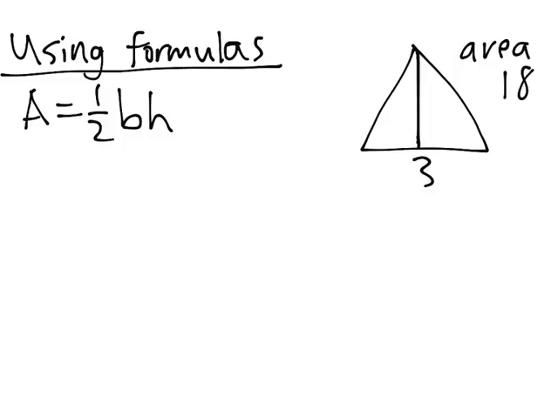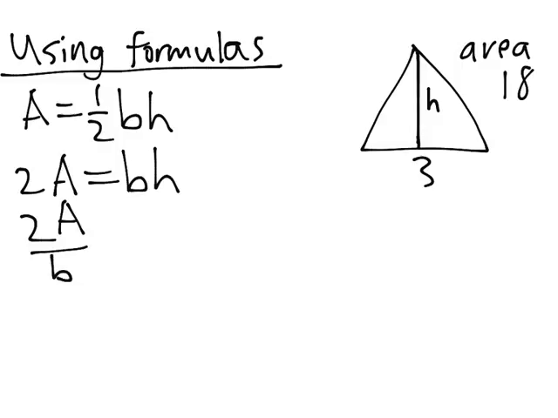Unfortunately, this formula is solved in terms of A, which we already know, instead of h, which is what we want to find. So let's solve this formula in terms of h instead. If we multiply both sides by 2, we have 2A equals bh. Now, if we divide both sides by b, we get 2A over b equals h, or h equals 2A over b.